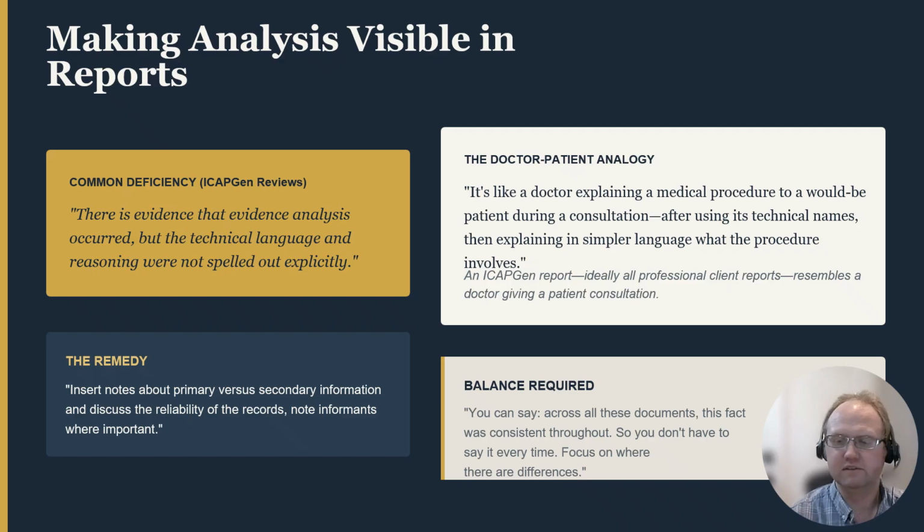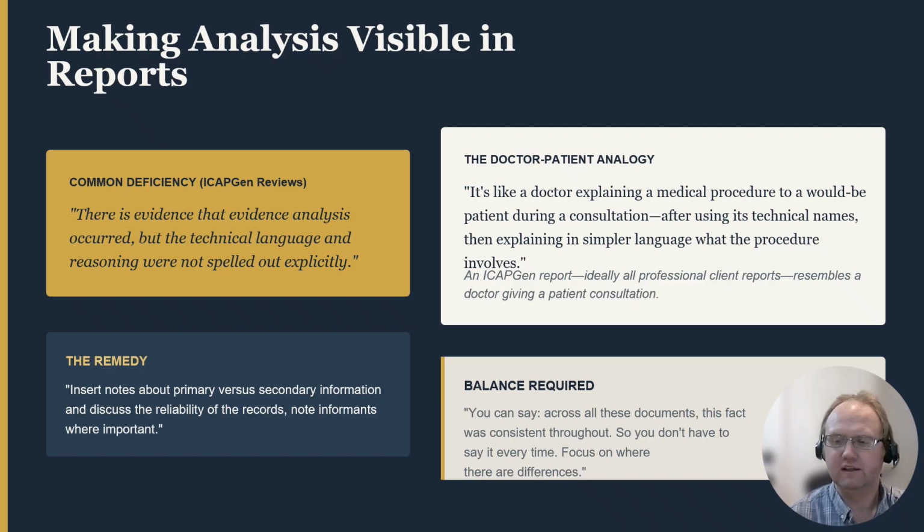I'll often make suggestions to insert some notes about primary versus secondary information, involving your informants, and talking about the reliability of the information from different records and whatnot. Hopefully they do that in order to do conflict resolution. But sometimes they don't bring up everything, so you're not sure if there's conflicts or not.